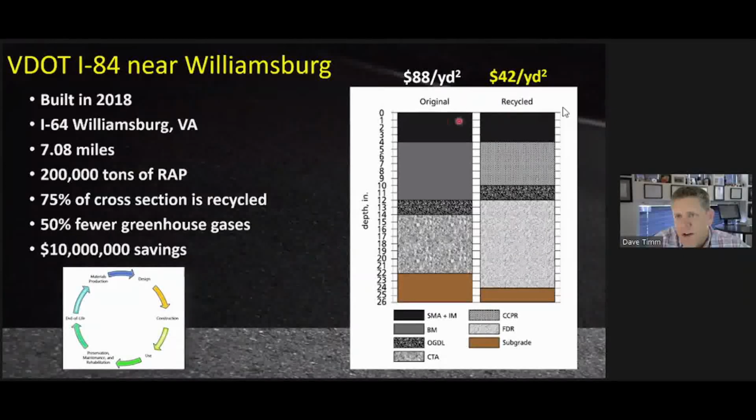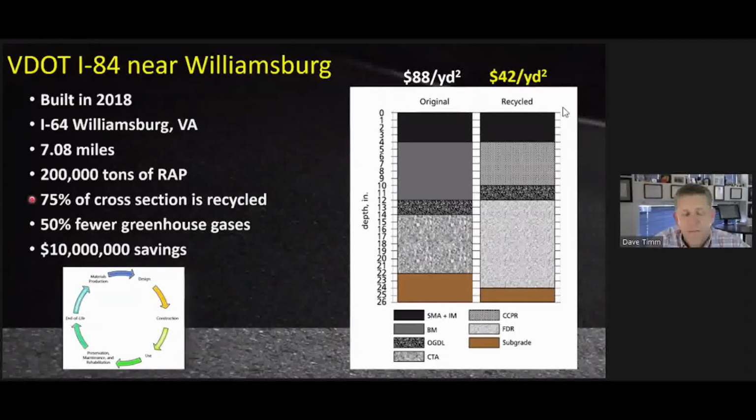And this schematic over here shows the original and the recycled, like what they were going to build, or what the normal design would be. And then using FDR down at the bottom, and then they put in an open graded drainage layer, CCPR and AC. But this is their more recycled section, and it cut the cost by more than half. They used 200,000 tons of RAP in the project. 75% of that cross section is recycled.